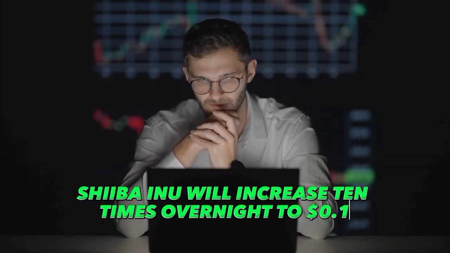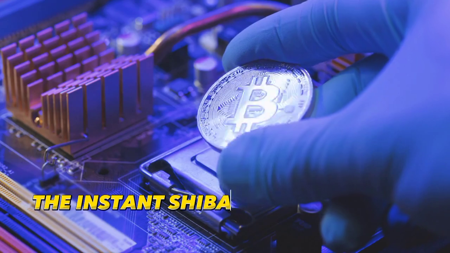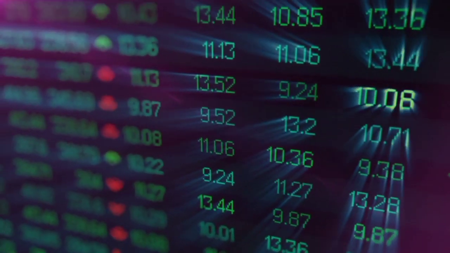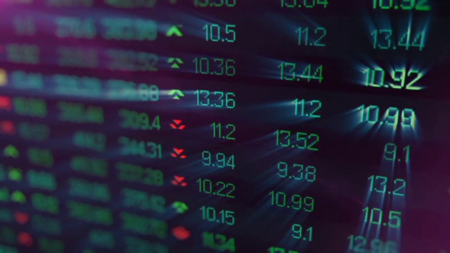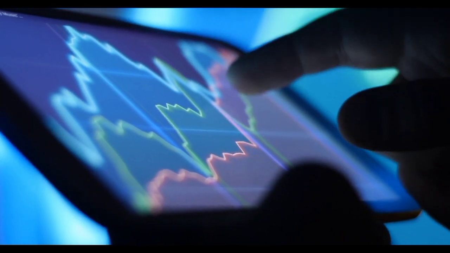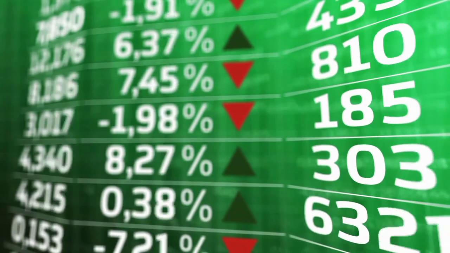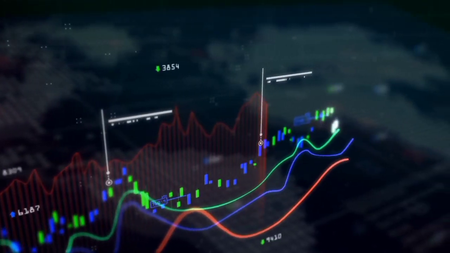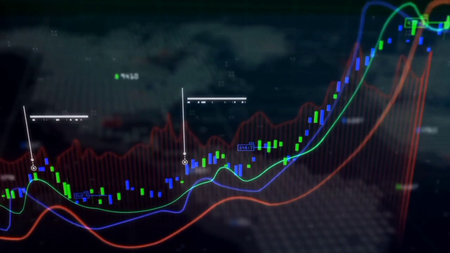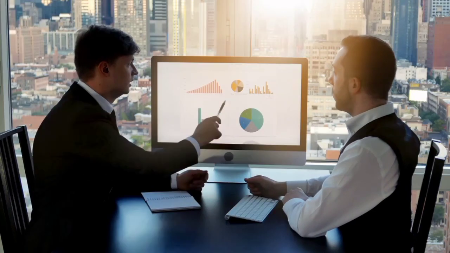Shiba Inu will increase 10 times overnight to $0.01 the instant Shibarium is released, according to today's Shiba Inu news. Ryoshi, the mind behind the Shiba Inu currency, has presented the L2 solution blockchain called Shibarium. Shibarium is not Shiba Inu's blockchain, it should be noted. It has been and always will be connected to Ethereum.